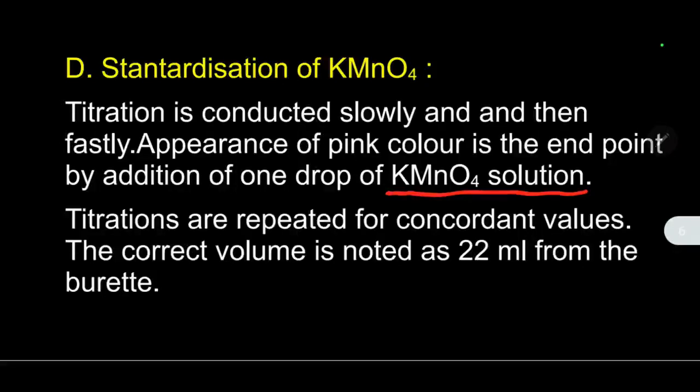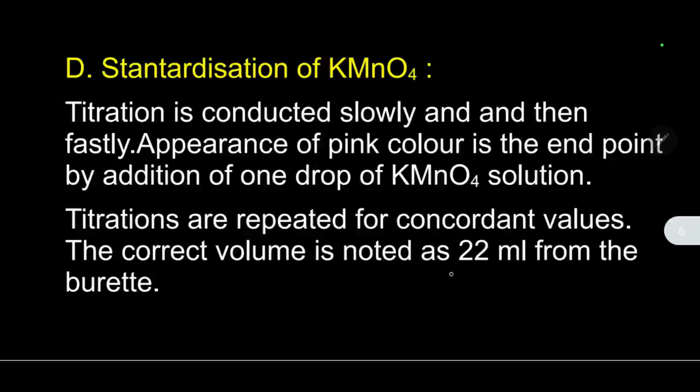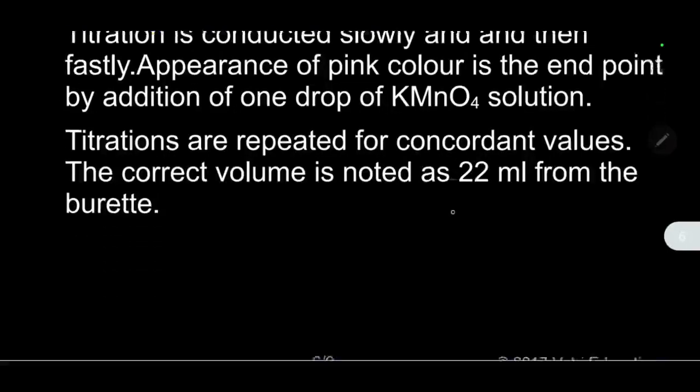Here, the correct volume is noted as 22 ml from the burette. In this experiment, I have noted 22 ml. Titrations are repeated for concordant values. We have to repeat 2 times or 3 times until the same values are obtained.